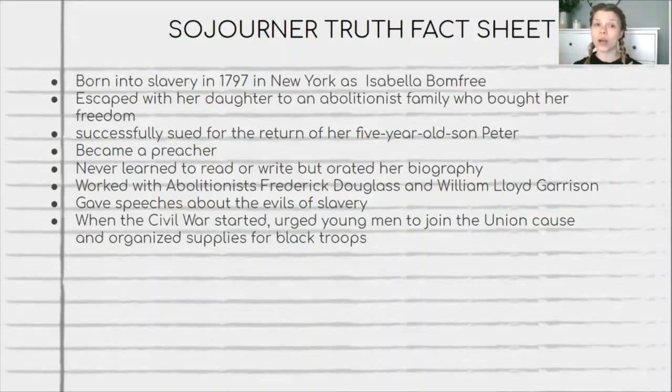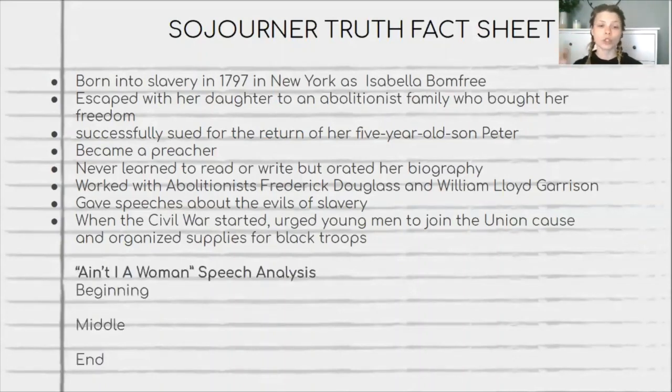If your fact sheet looks exactly like this, I will be super impressed. However, that would be you copying down literally every word that I said, which you don't need to do. Just make a little list of facts from that slide, and once you do, you can keep it moving. What you're going to do underneath is write, "Ain't I a Woman?" speech analysis, and you're going to have your beginning, middle, and end.